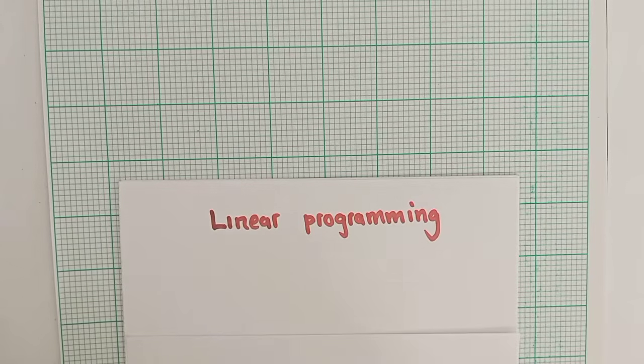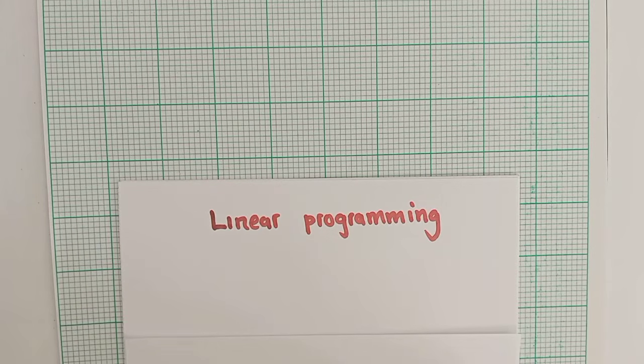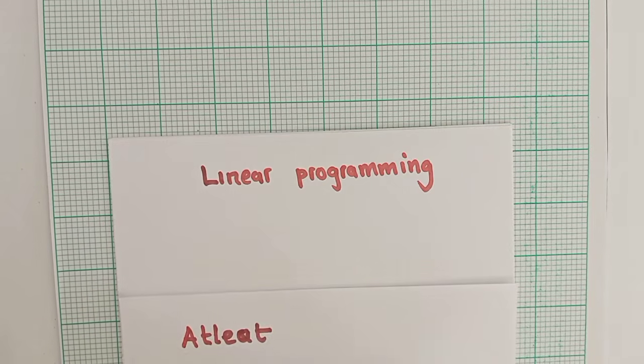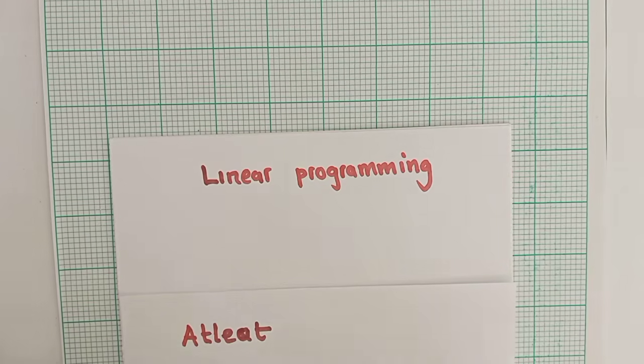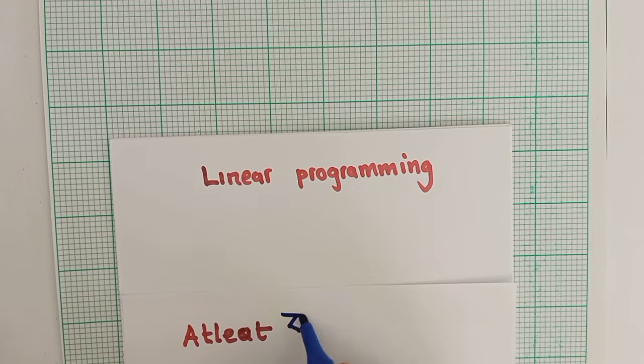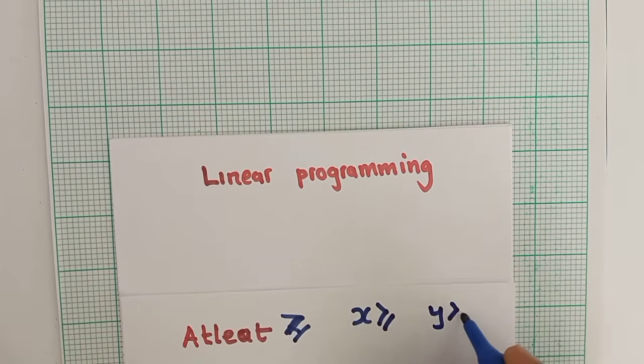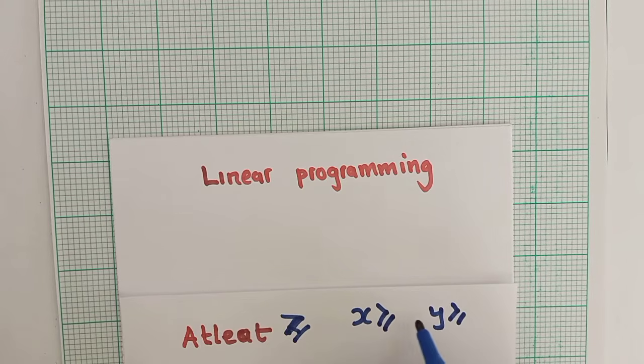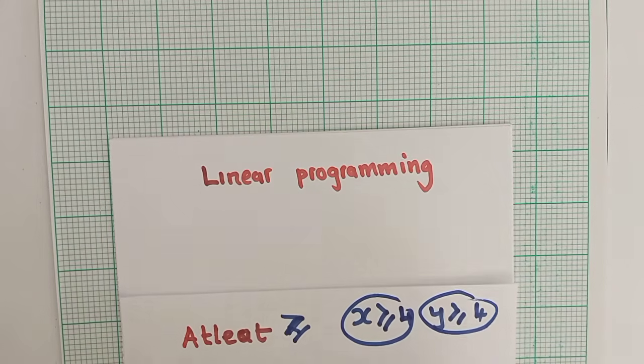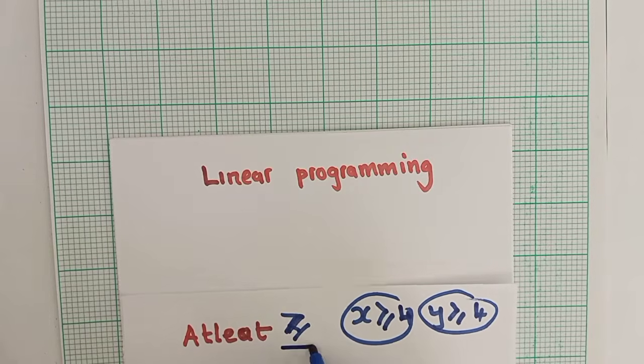Okay, so this is linear programming, and under linear programming, there are terminologies that you need to understand. So the first one here is "at least". This at least will mean greater than or equal to. So let's say if you're talking about x, you say x is greater or equal to. If it's y, you say y is greater or equal to whatever value that you have. If it's 4, it's greater or equal to 4, just like that. It means greater or equal to. Hopefully you understand. The sign is right here.